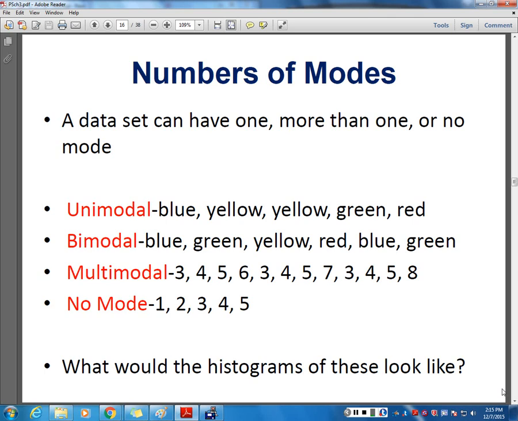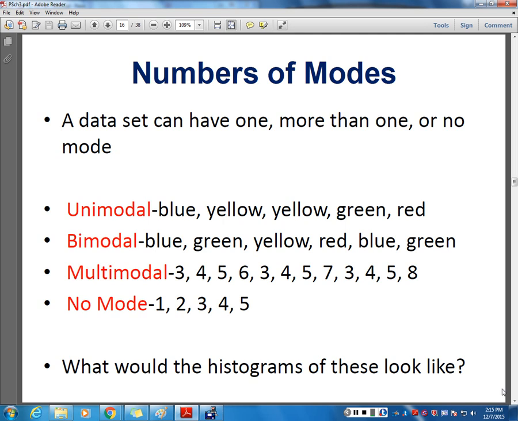Multimodal, that's more than two modes. In that example, 3, 4, and 5 all appear 3 times. And there can be no mode at all. The numbers 1, 2, 3, 4, 5 have no mode. No number shows up any more often than any other.